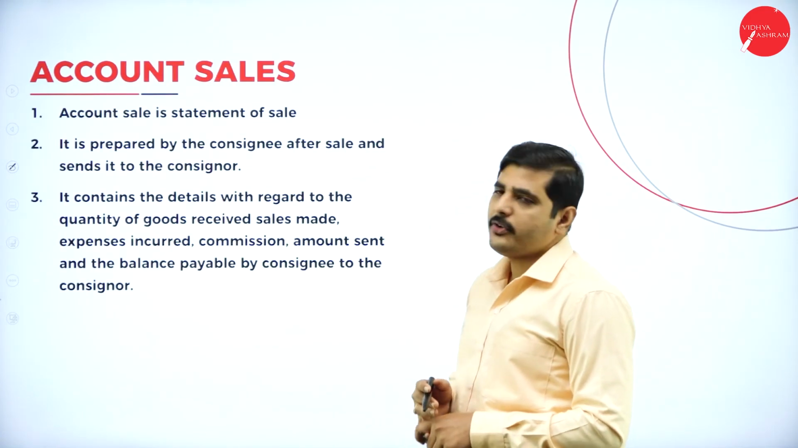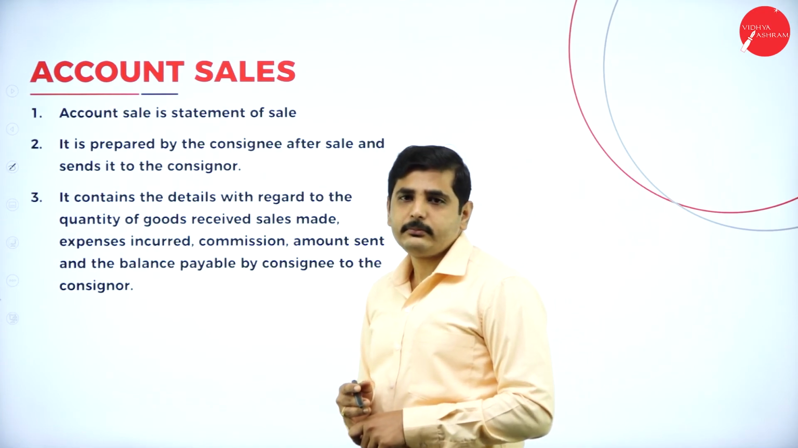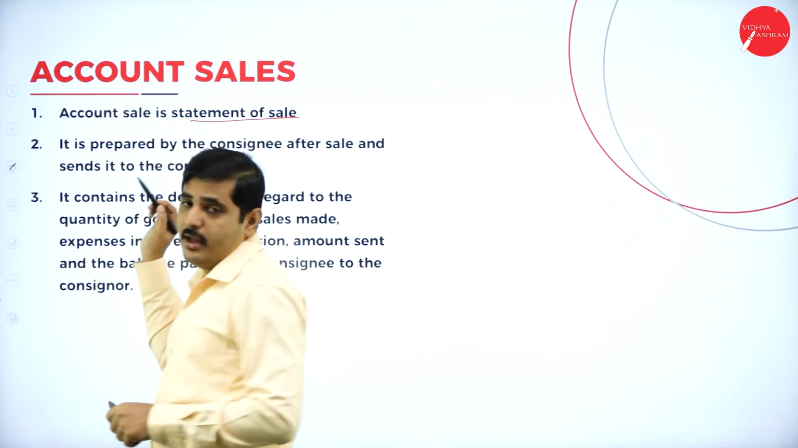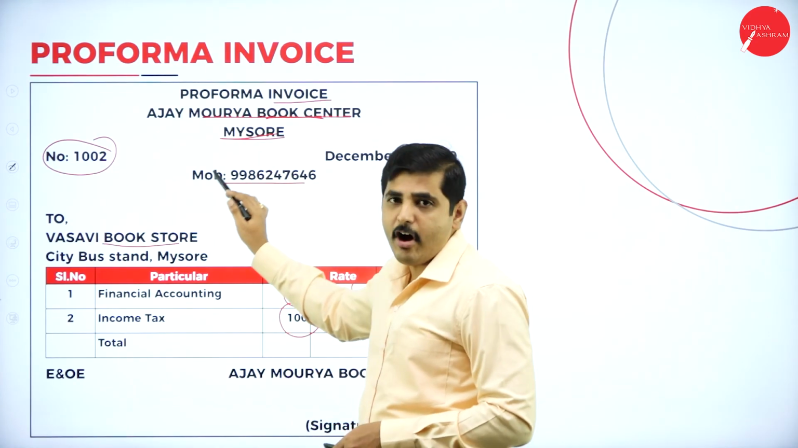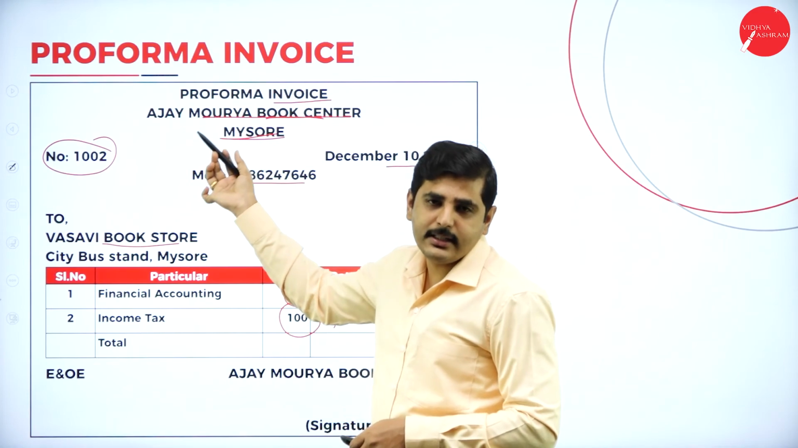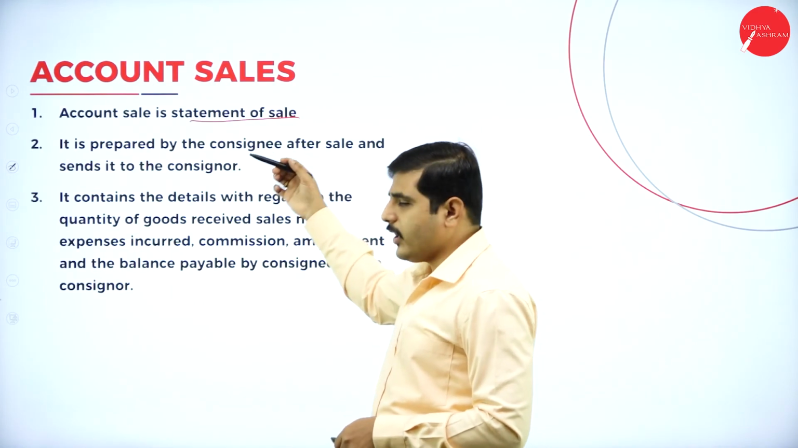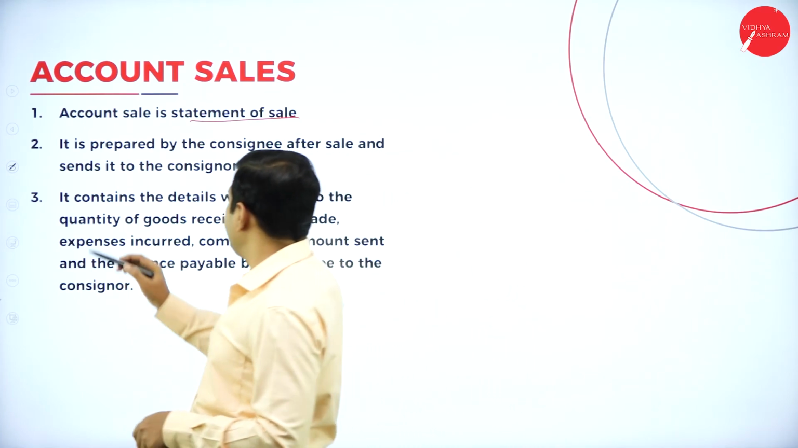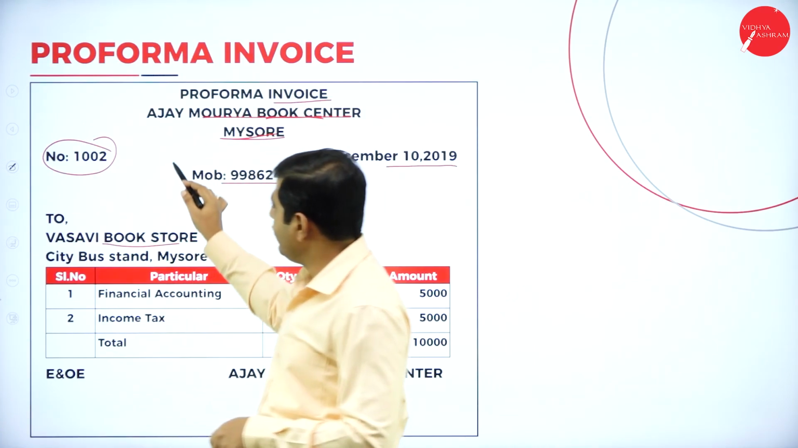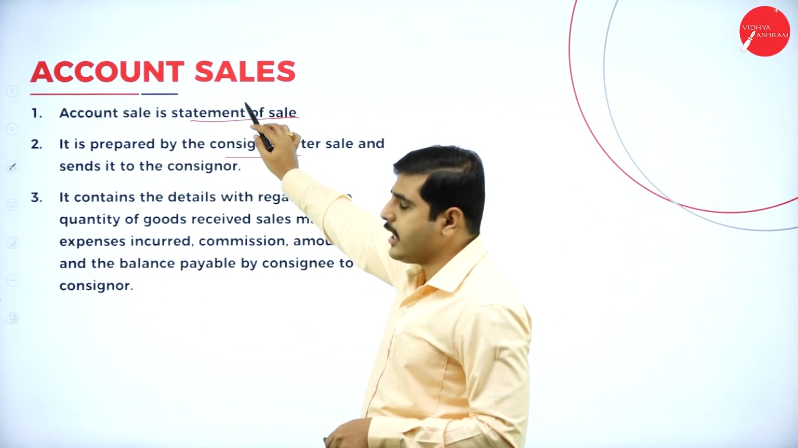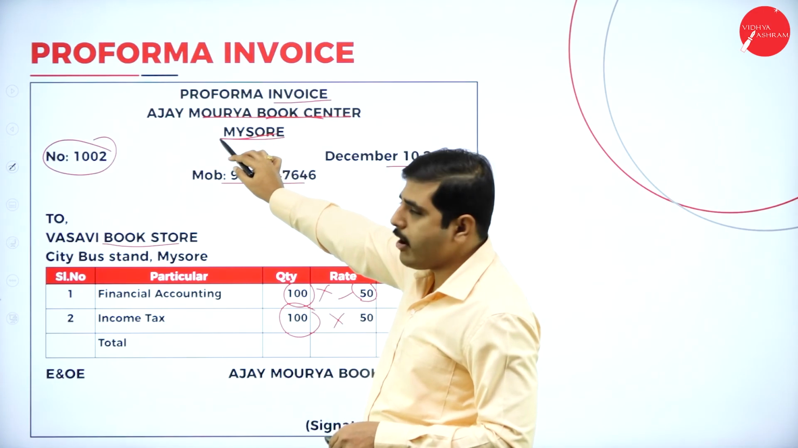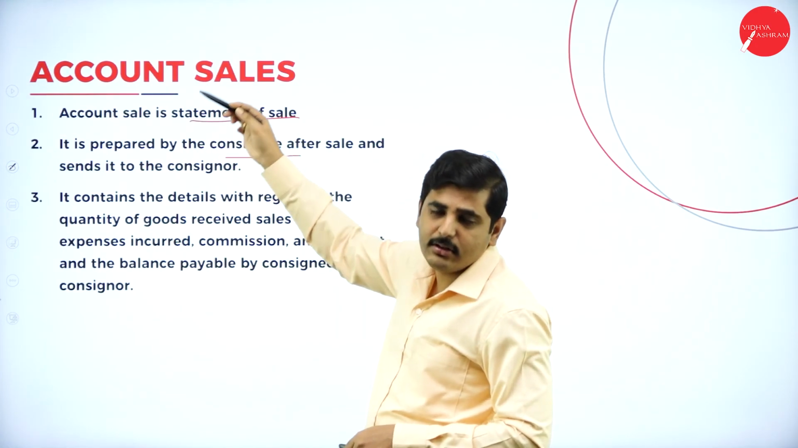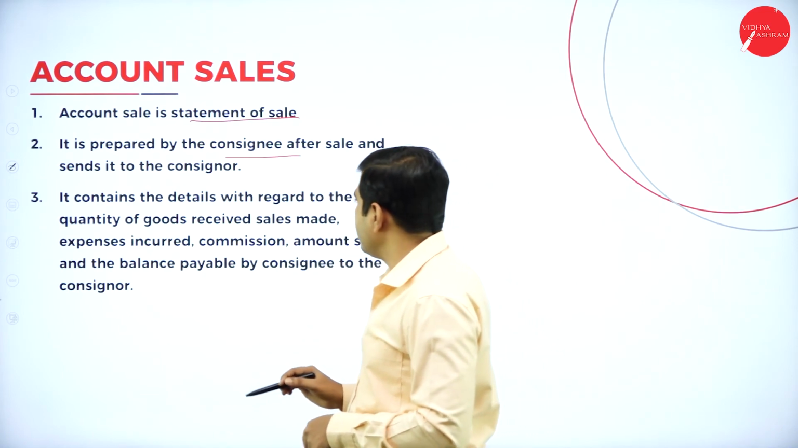Next point, account of sale. This will also be asked for 10 marks. The account of sale is a statement of sale. The pro forma of invoice is sent by the consignor to the consignee. The account of sale is sent by the consignee to the consignor, and it is prepared by the consignee. Pro forma of invoice is prepared by the consignor. Account sale is prepared by the consignee. Pro forma of invoice goes from consignor to consignee.